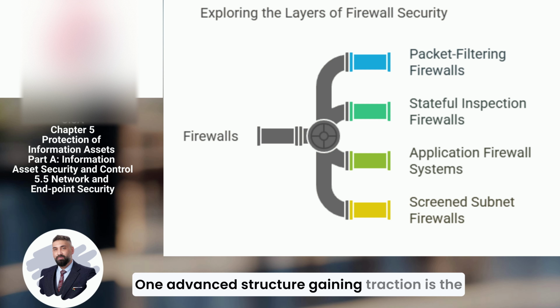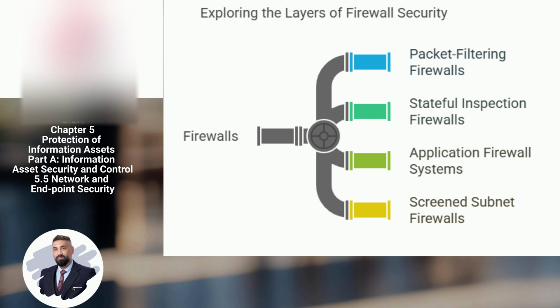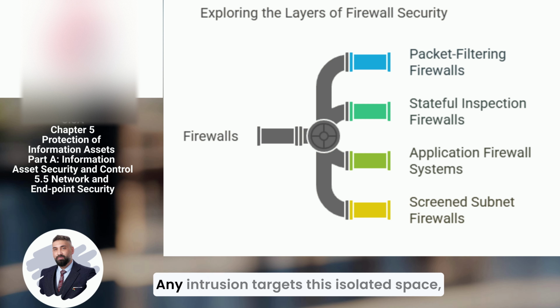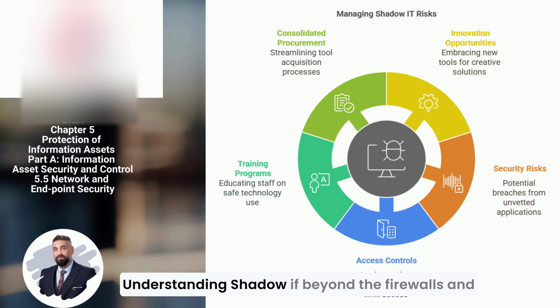One advanced structure gaining traction is the screened subnet firewall, where a demilitarized zone, DMZ, isolates public-facing servers from internal systems. Think of it as a buffer zone. Any intrusion targets this isolated space rather than the internal network. Shadows in the system, understanding shadow IT.